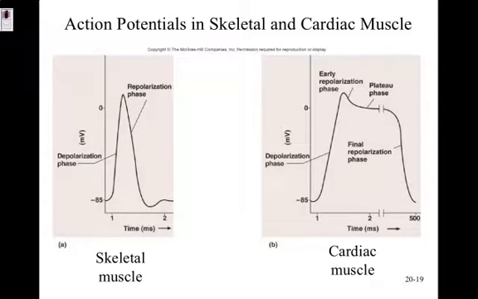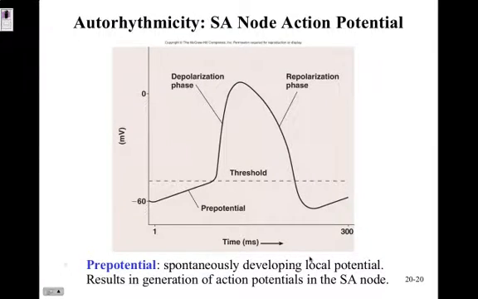So this is what action potentials in skeletal and cardiac muscle look like, where the skeletal has a lot shorter depolarization phase. In cardiac muscle, you have this longer depolarization phase, and there's a plateau phase that occurs, and we'll go through that. So there's actually a prepotential where there's a spontaneously developing local potential. That's what's going to make the SA node generate its action potentials. Once it gets to a certain threshold, the SA node will fire an action potential.